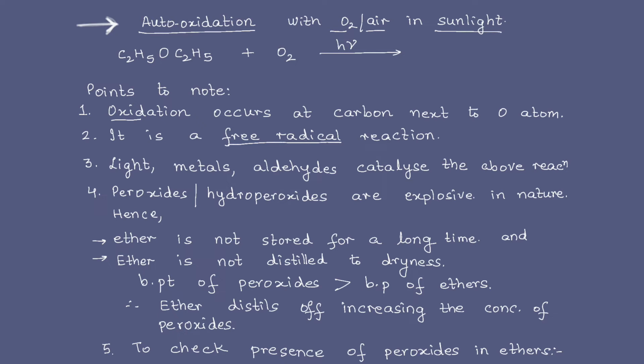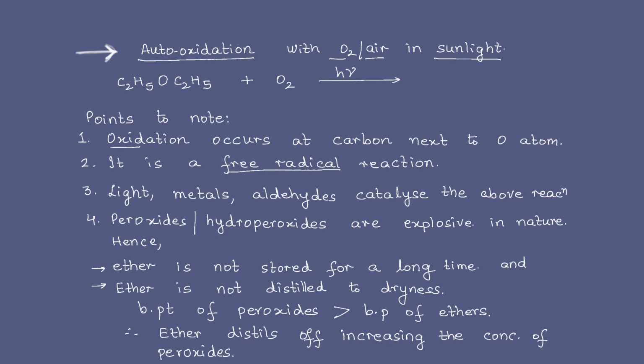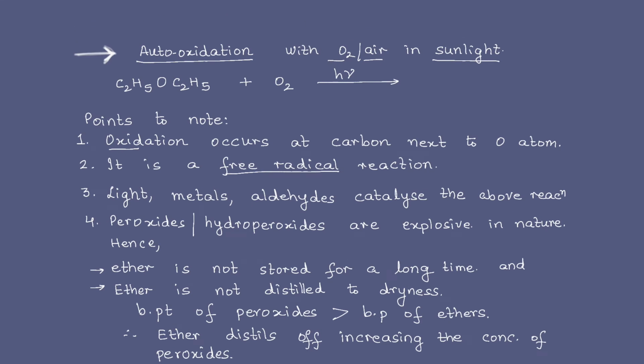Obviously, ma'am, what is the big deal about it? Yes, of course, we are carrying it out in the presence of light. So that means light, metals, aldehydes, they can catalyze such kind of reactions. What are we going to form? That's the big question over here. Auto-oxidation of ethers gives us what we call peroxides. Peroxides means having the linkage O, single bond O attached to other two groups, right?